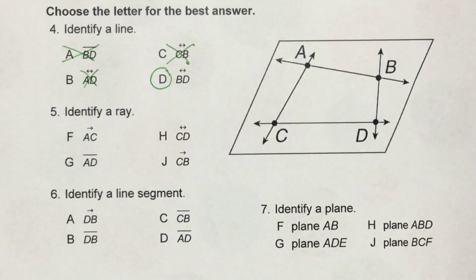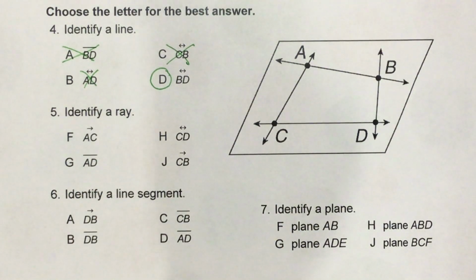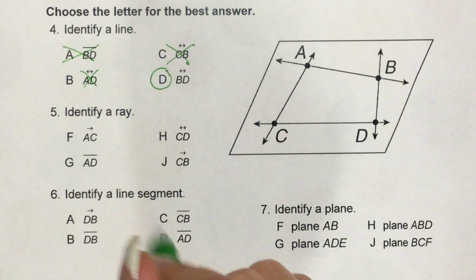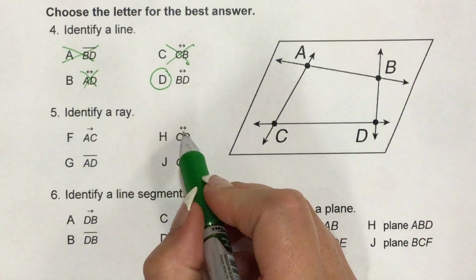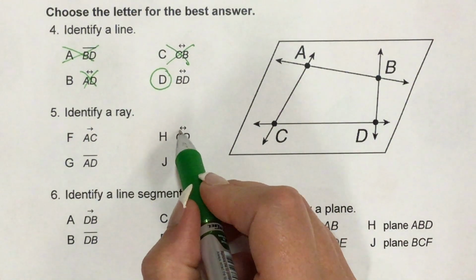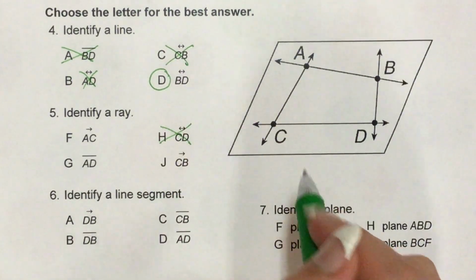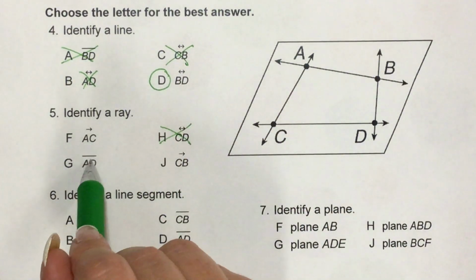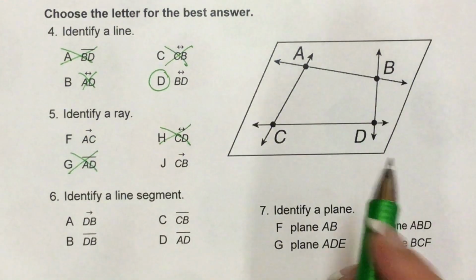Okay, let's look at problem 5. It wants us to identify a ray. So if I'm just looking at the answers, I know that this one, H, is not a possibility because that is a symbol for a line. So H, I'm sorry, but you're out. What about this sign? This is a line segment. That's not a ray. So G is out.